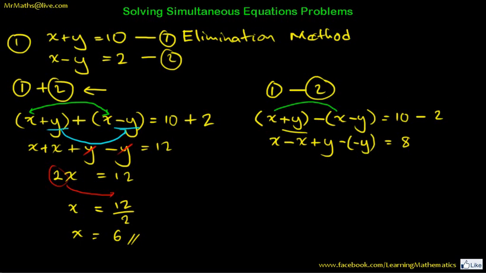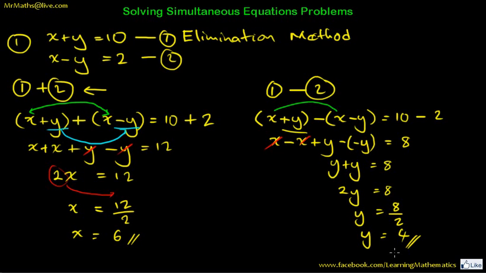Now x minus x is nothing. It's gone. But for y minus y, if you have two minuses meeting each other, it becomes plus. So it is actually y plus y equal to 8. So y plus y is 2y equal to 8, so y is 8 over 2. So y is equal to 4.